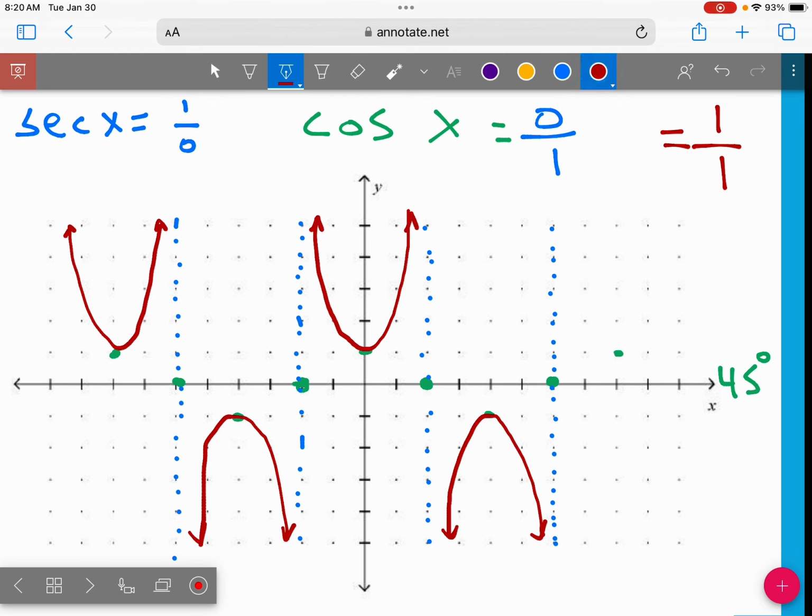I realized my count was one off, so I adjusted that last point. And there we go. Even though I didn't draw them, I'm sure you guys can see there'd be an asymptote there and an asymptote there as well. The asymptotes are going to be evenly spaced apart, and we'll get to that. But this right here, that's our graph of secant, our parent graph of secant.